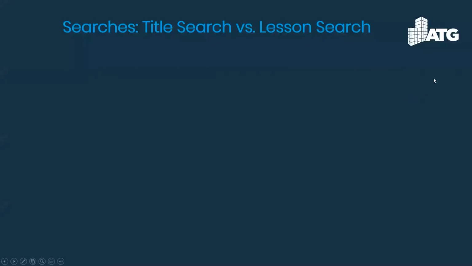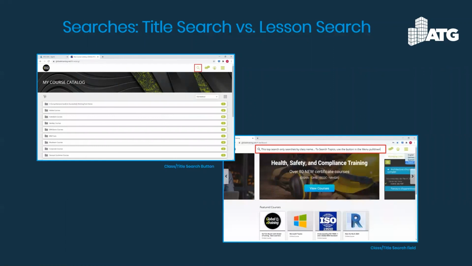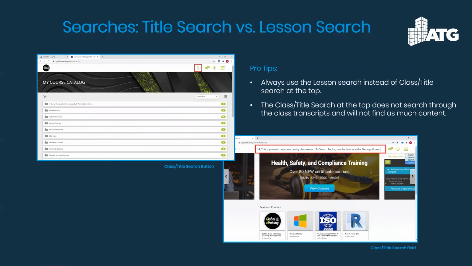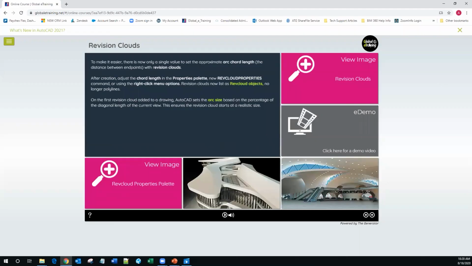So searches. This is probably the most important part of the day, in my opinion, because there's 2 searches, and they're not created equal, unfortunately. So there is a really obvious search at the top of the page, and as you can see in my print screen, it doesn't find all that much content. You have to actually use the search in the hamburger menu to go through the transcripts of the classes and see the content specific to your particular operation at hand.